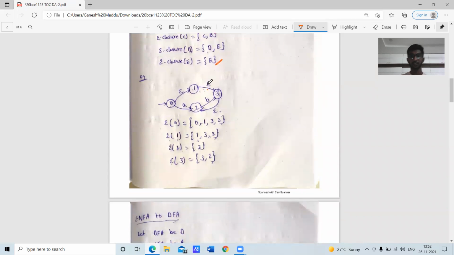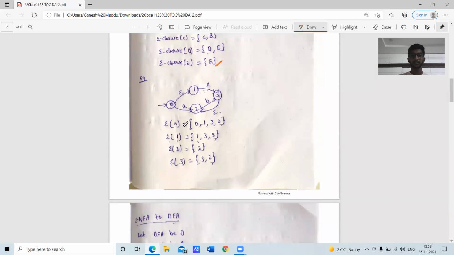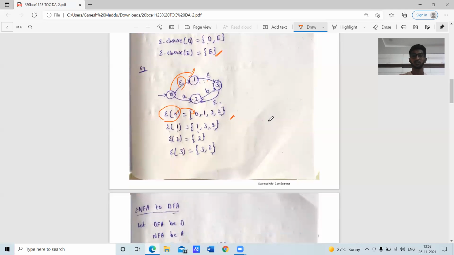Next, see another example for more clarity. Epsilon closure of 0 in this example means include 0 here. Next, we can travel from 0 to 1 by using epsilon transition, so include 1. Next, from 1 to 3 there is an epsilon transition, so include 3. From 3 to 2 epsilon transition, so include 2 here. From 2 there is no epsilon transition, so these are all the states for epsilon closure of 0.